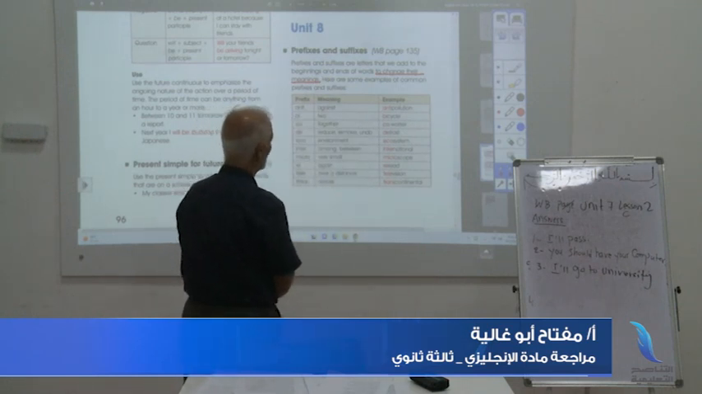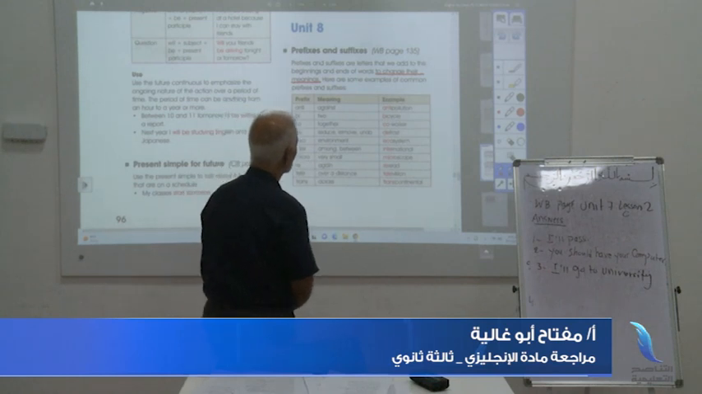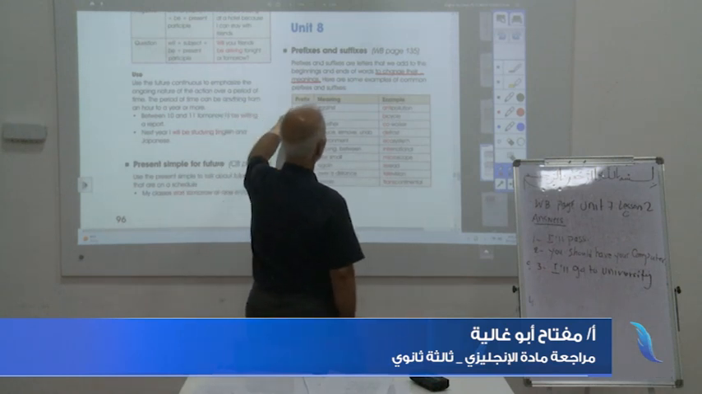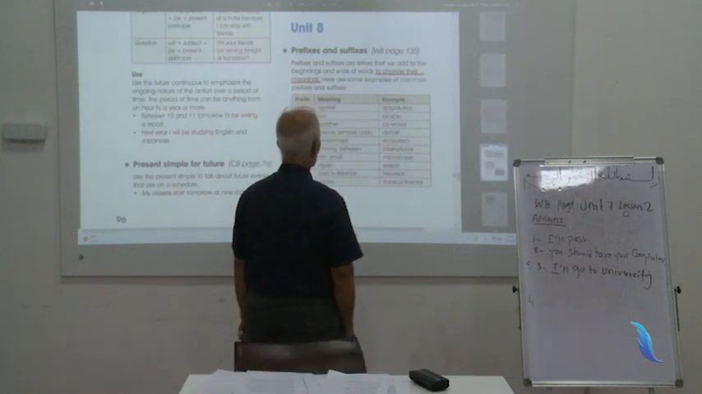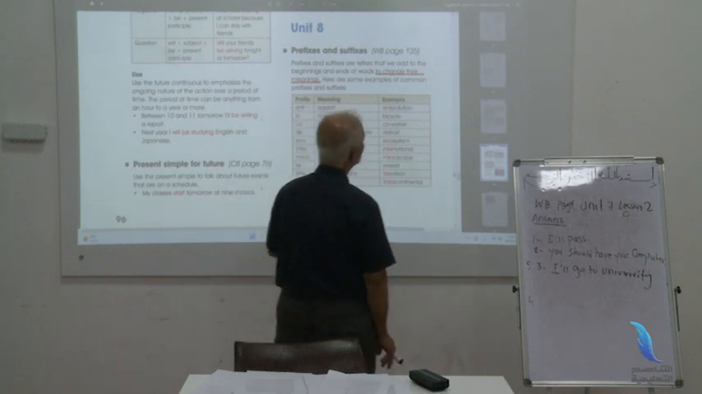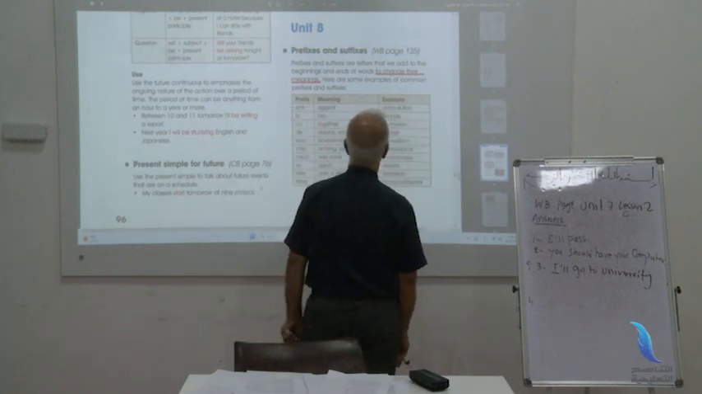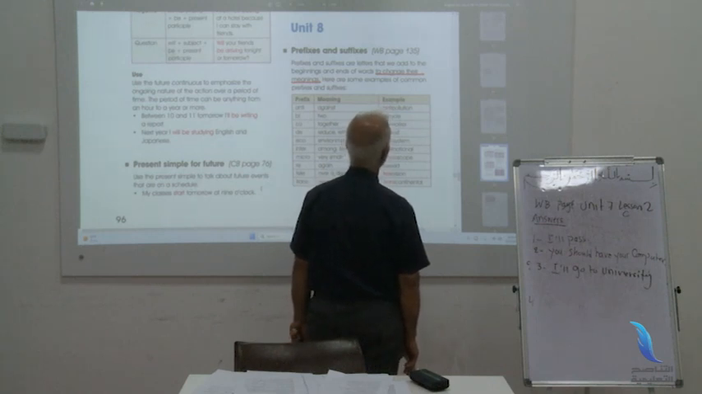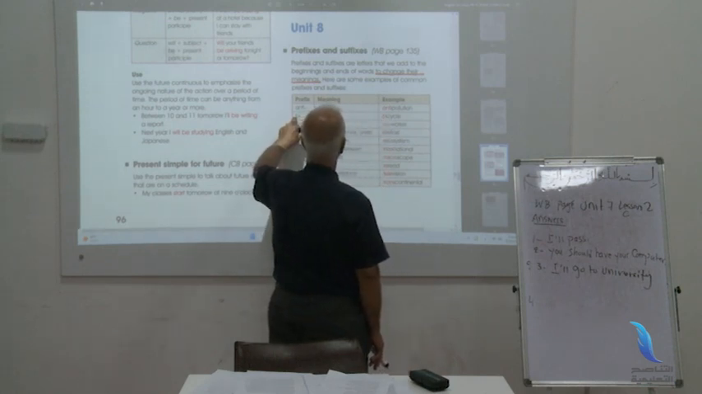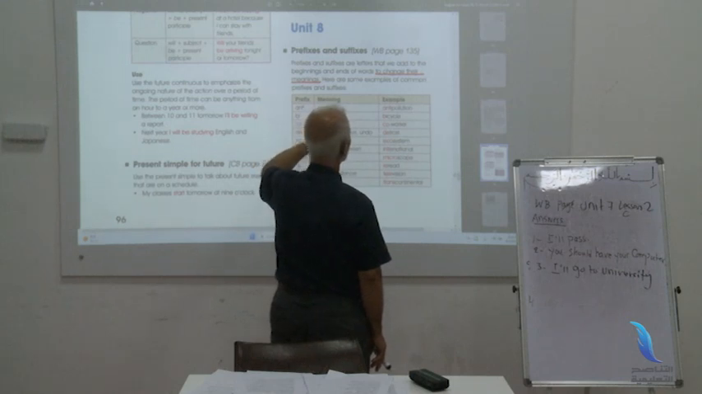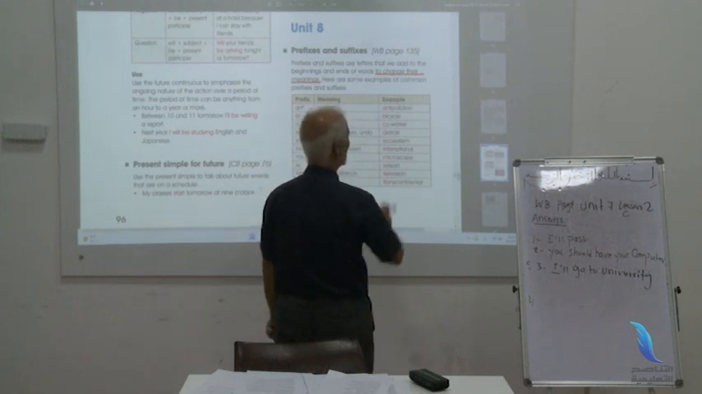Here are some examples. Anti means against. That's the meaning of anti by itself. Anti-pollution is not polluted. Bi means two. Bicycle has two wheels.